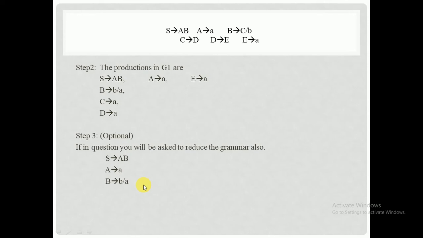So step 3 is optional. If in a question you will be asked to reduce grammar also, right? As you all know, the original starting production is S goes to AB. So only A and B are taking part in the derivation of the string. So you need to write A's and B's productions only, right? So capital C goes to A, capital D goes to A, and E goes to A. These productions are useless productions, and finally you are left with only these 4 productions. So this is the concept of unit productions.